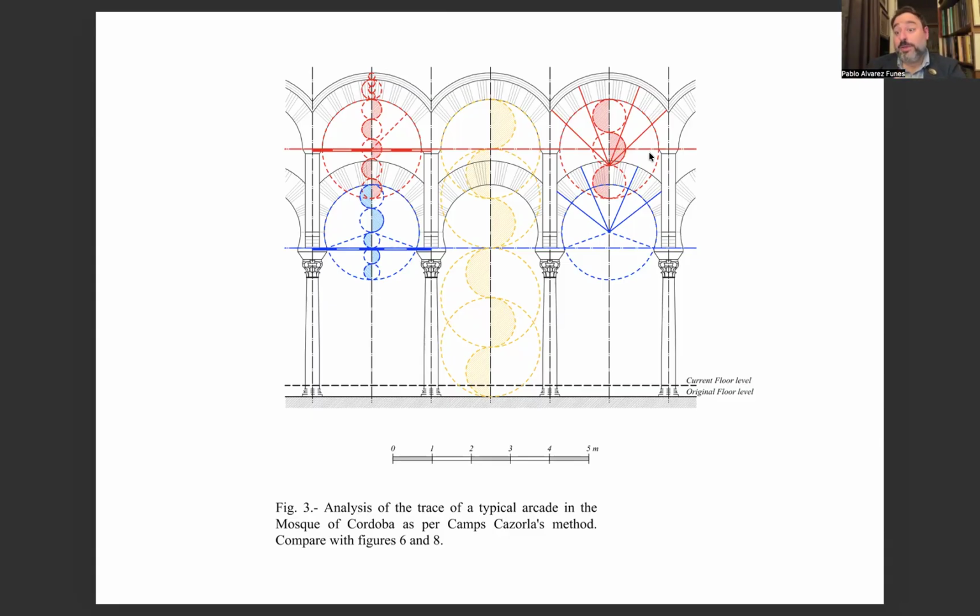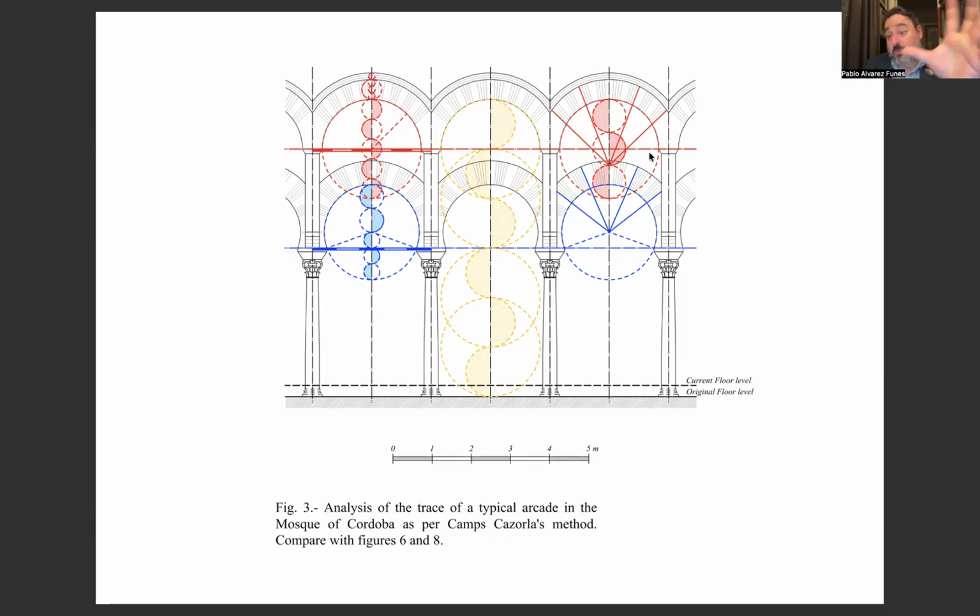And the key point that he makes is that the whole sequence of the arches in Islamic Spain is related to the position of the center of the arch, meaning that in the Caliphal arch you could inscribe an equilateral triangle inside.